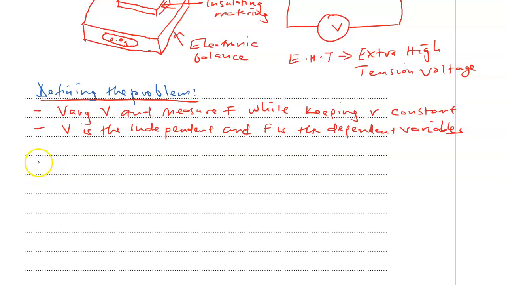Next is method of data collection. How are you going to collect this data? How will you get your F? How will you get your R? How will you get your V? Just that.